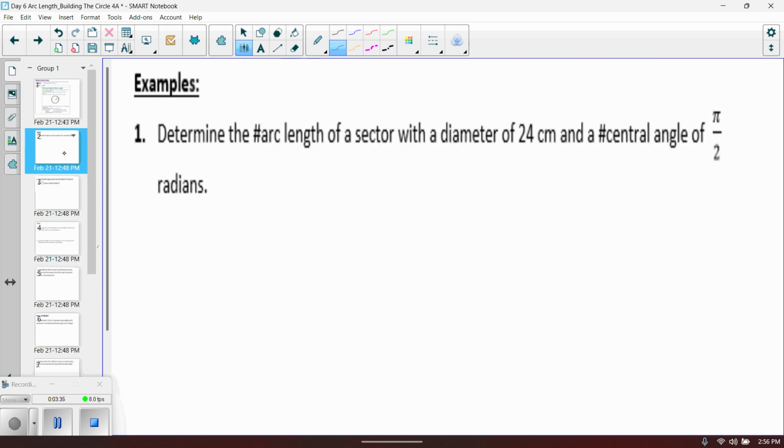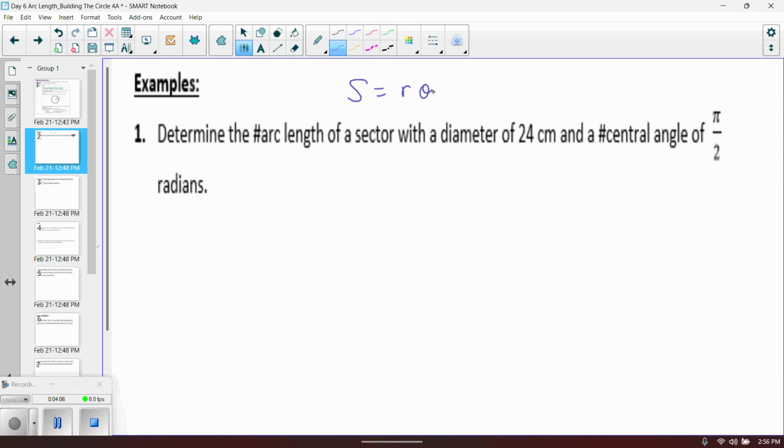So number one, we want to determine the arc length of a sector with a diameter, notice they gave us diameter in this case, of 24 centimeters and a central angle of pi halves radians. And they did give us the central angle in radians, so we're good there. The only thing that they didn't give us was the radius. Instead, they gave us a diameter. So our formula, once again, is S equals r theta.